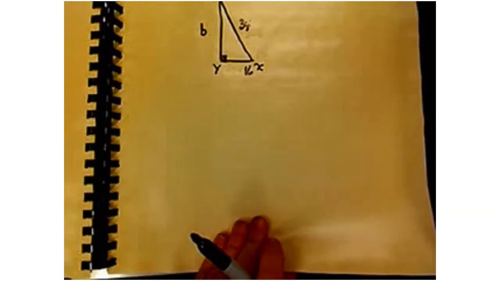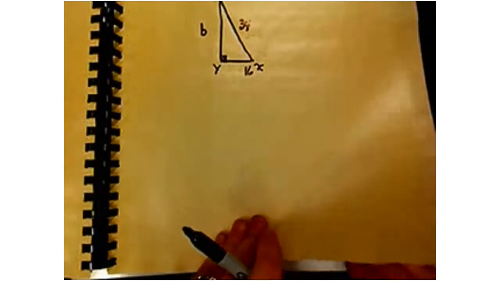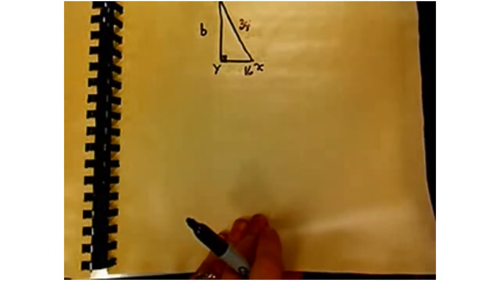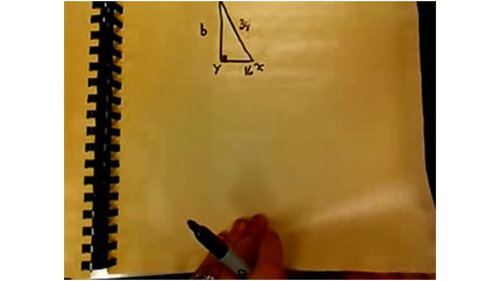But what if you had 3, 4, 6? Oh, okay, 9 plus 16 is 25. 6 squared is 36. Uh-oh, 25 doesn't equal 36, so that couldn't be a right triangle. So you can use the Pythagorean theorem to prove whether three lengths of three sides of a triangle are going to be a right triangle or not. So if they're not a right triangle, they're just either obtuse or scalene.